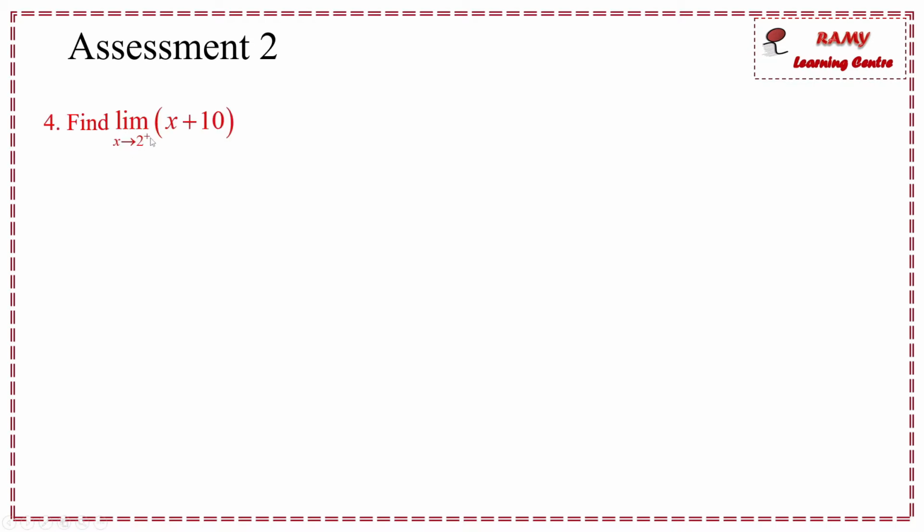Find limit x tending to 2 plus of x plus 10. Limit x tending to 2 plus of x plus 10 can be written as limit h tending to 0 of 2 plus h in the place of x plus 10, which is equal to limit h tending to 0 of 12 plus h. Now when you substitute the value 0 in this, you get the answer 12.